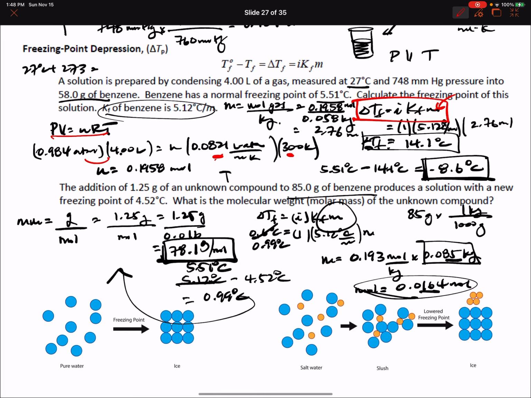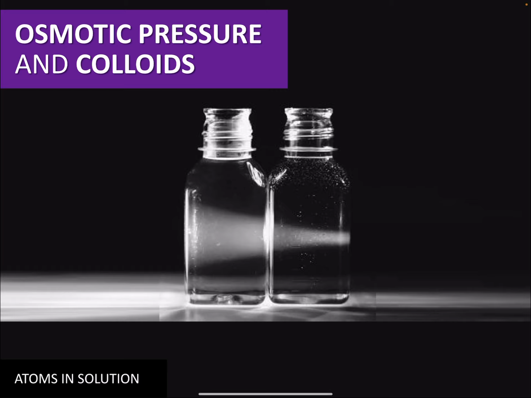Whoa, wrong button. All right, osmotic pressure in colloids next.